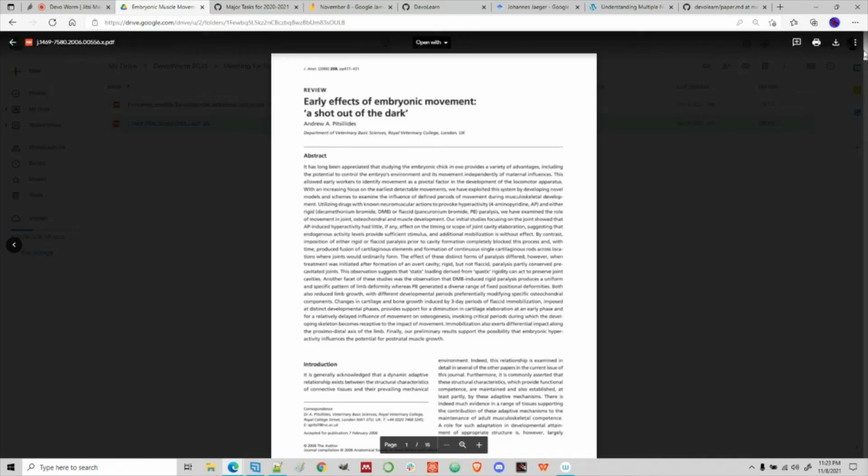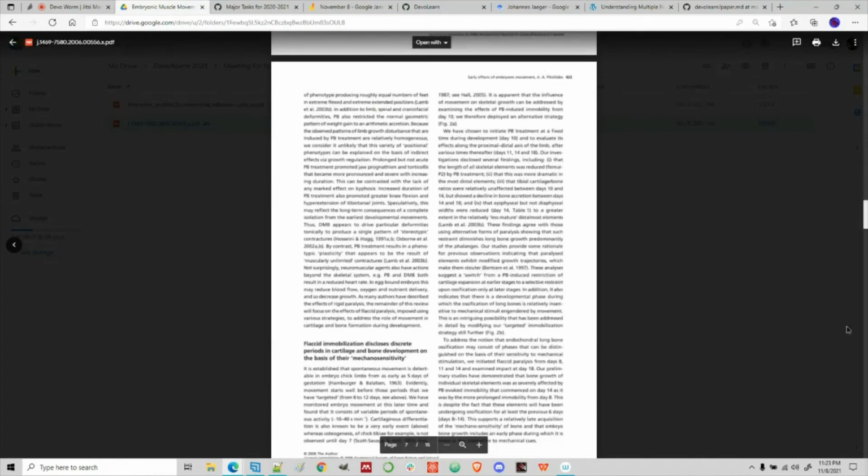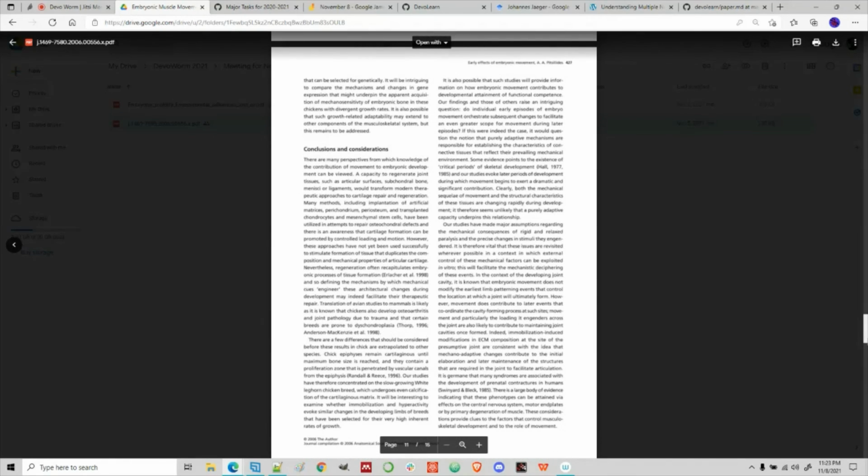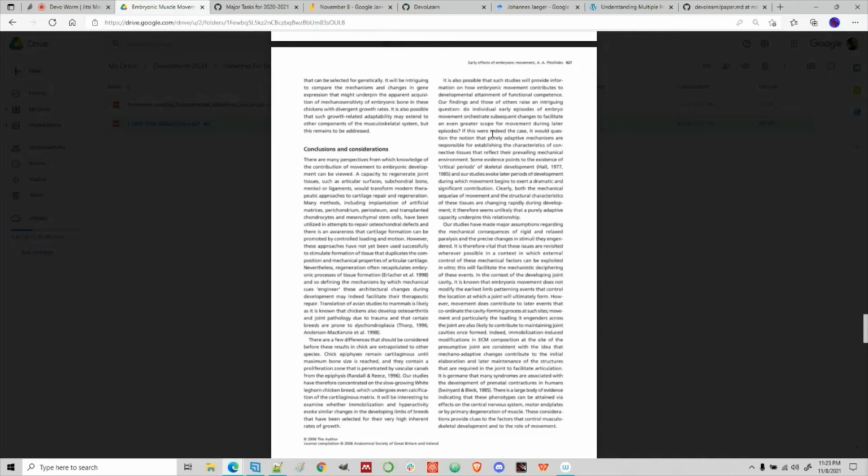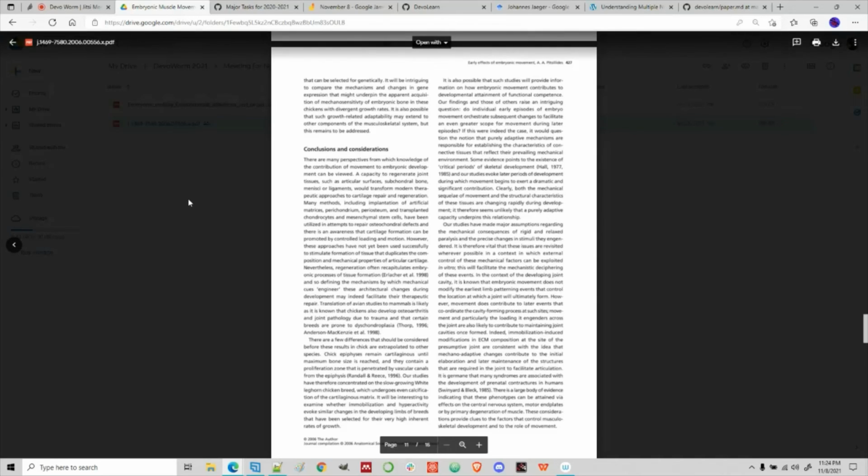Actually, I don't know if I can get back to this part here. I just saw something before I closed it. They were talking about critical periods, and again I wanted to point that out. Some evidence points to the existence of critical periods of skeletal development. And our studies evoke later periods of development during which movement begins to exert a dramatic and significant contribution. Clearly, both the mechanical sequelae of movement, which means the different components in time, and the structural characteristics of these tissues are changing rapidly during development. It therefore seems unlikely that a purely adaptive capacity underpins this relationship. So that's something I'll leave you with on that.